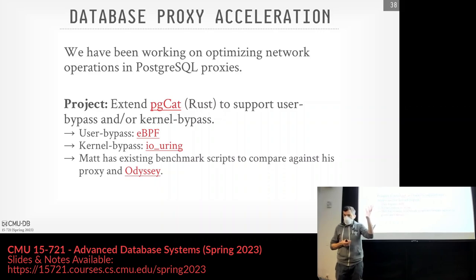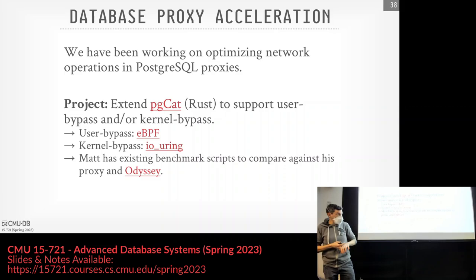PgBouncer is probably the most popular one. There's RDS Proxy for Amazon. Basically, think of it as a little system where query requests go in and you immediately send them off to Postgres, but you can pool the connection. So instead of spawning a whole process for every connection, multiple connections in the proxy can point to a single connection in Postgres.